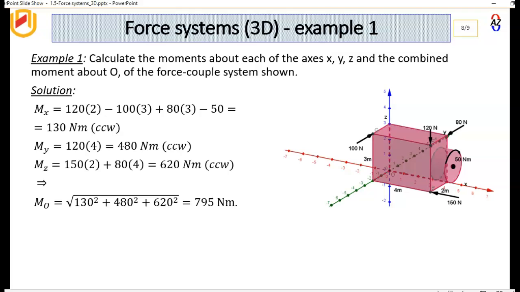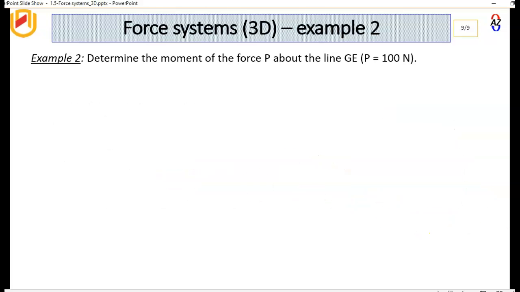And then the overall moment about the position O will be the Pythagoras of these things. So it's 130 squared plus 480 squared plus 620 squared, which gives us 795. If we're using a vector approach on this problem, our moment about O will simply be written as 130i plus 480j plus 620k in Newton meters. Let's take a second example.